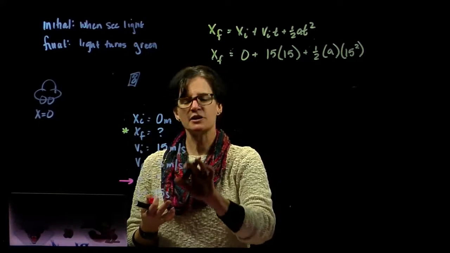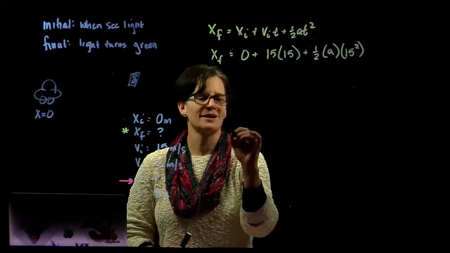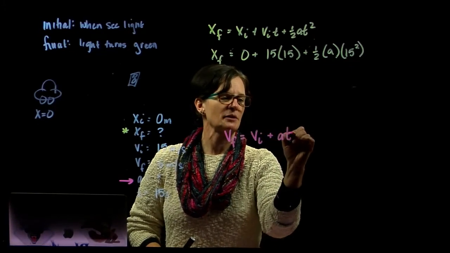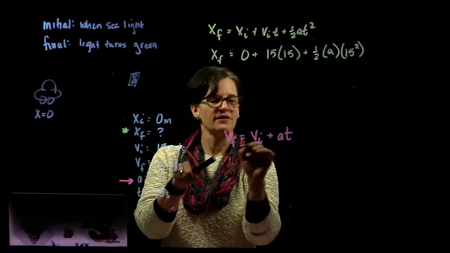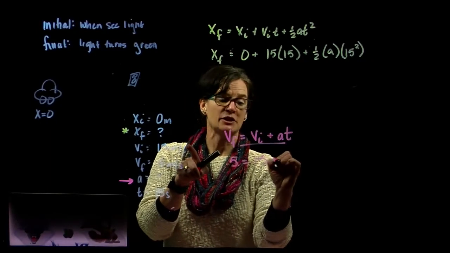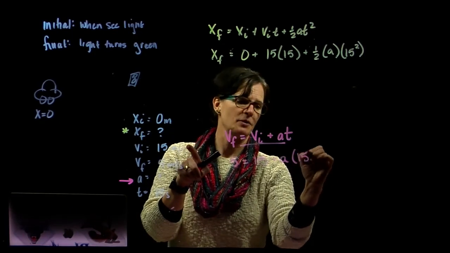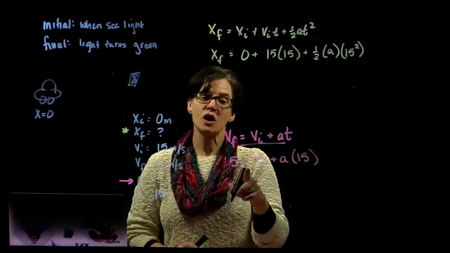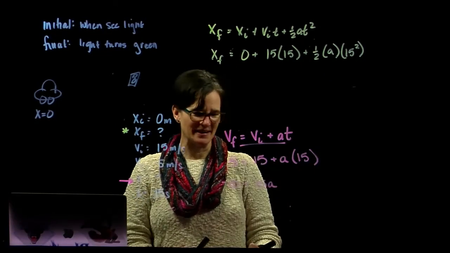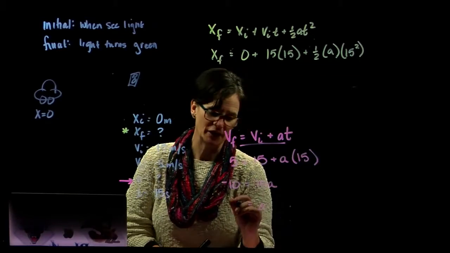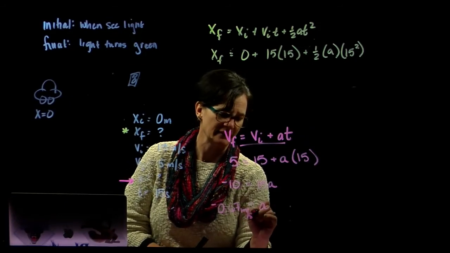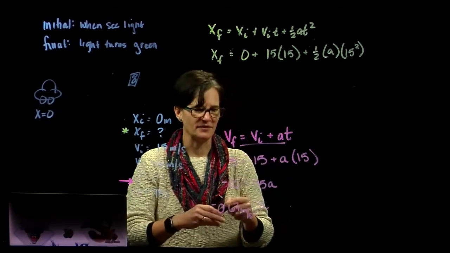So, well, I have initial velocity, final velocity, and time, and I know those are related through the equation v final is equal to v initial plus acceleration times time. So v final is 5. V initial is 15. I don't know my acceleration, but I know my time, of course, is 15. So I can solve for acceleration. I have minus 10 is equal to 15 times my acceleration. So my acceleration is negative 0.67 meters per second squared. So 10 divided by 15.